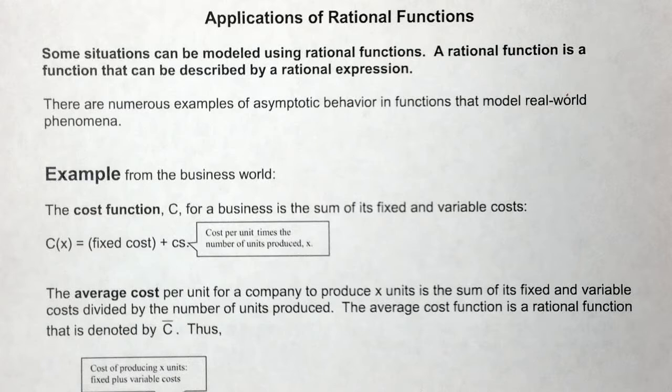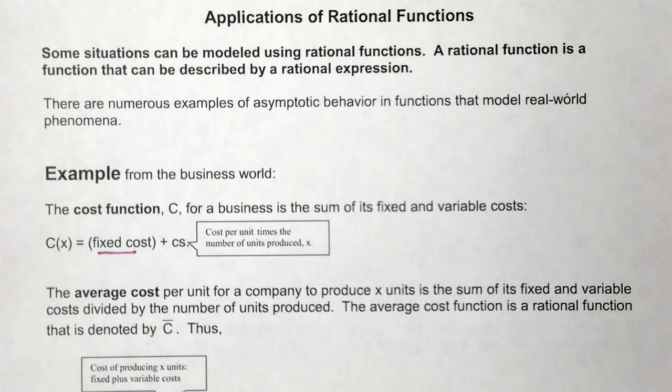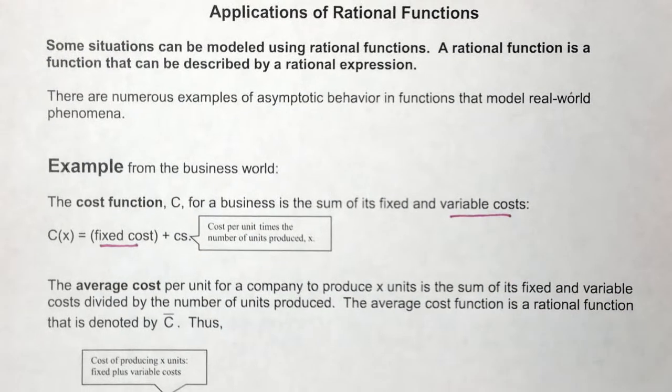Remember, we've talked about cost functions before, how if you own a business, there's two types of cost. There's fixed cost, which are flat fees that you pay, probably like rent on your building or insurance, things like that. And then your variable cost. Variable costs are costs that vary depending on how many items you produce.